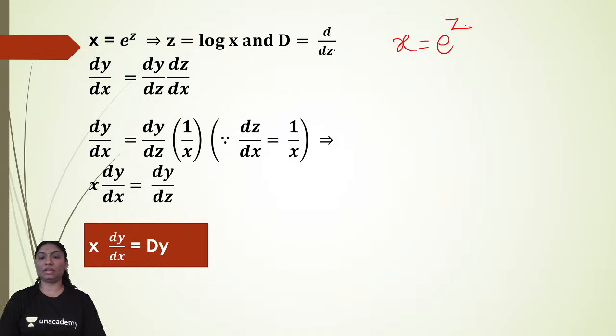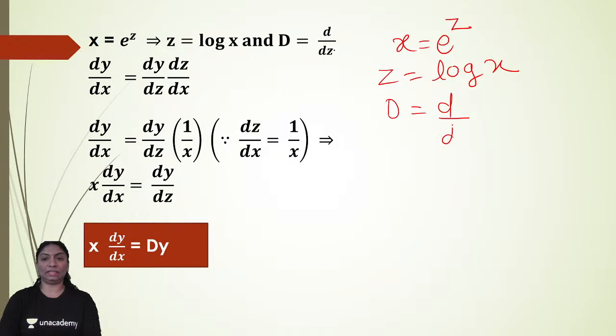x is equal to e raised to z, then put z is equal to log x, which implies z is equal to log x, and here D is equal to d by dz. So you will get dy by dx is equal to... now we will require here dy by dx, so what we will do, we will apply the chain rule.